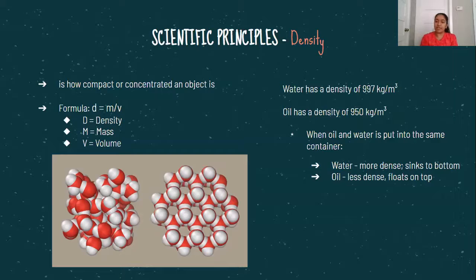Now, the density of water is 997 kilograms per meter cubed, and the density of oil is 950 kilograms per meter cubed. So when oil and water are put into the same container, because water has a greater density, this means that water is relatively heavier, and because of this, it settles down. We can see as oil has a lesser density than that of water, it floats on top of water.